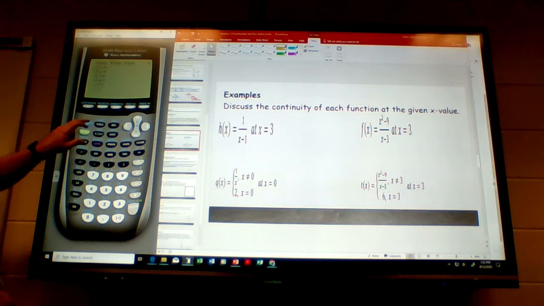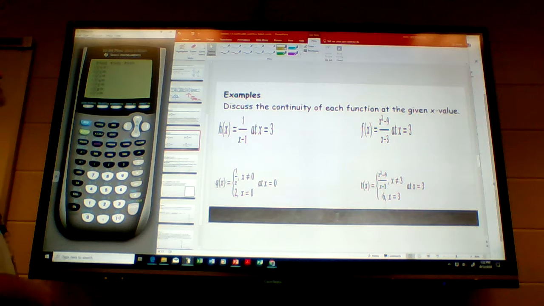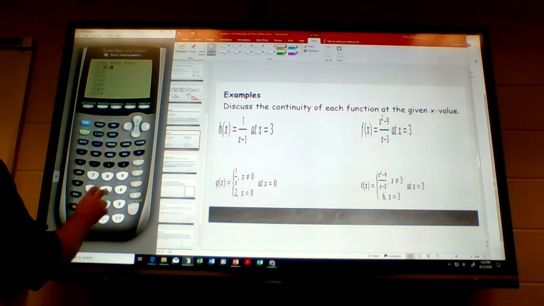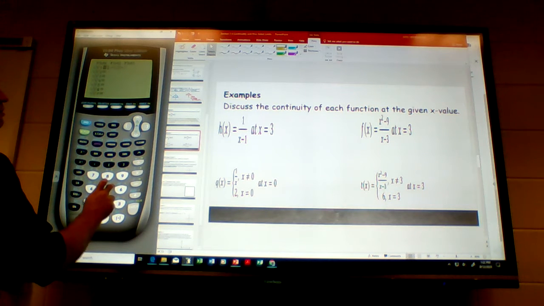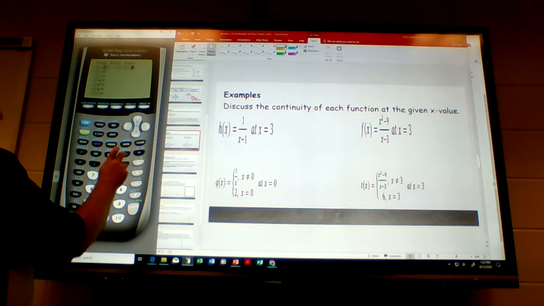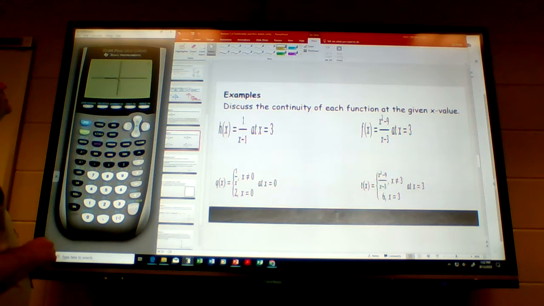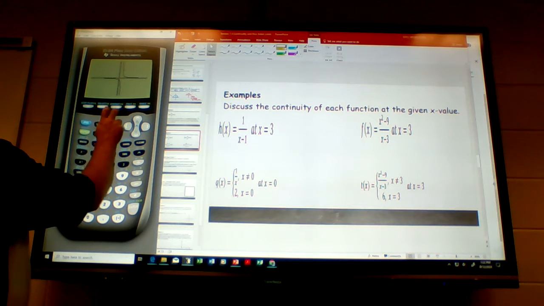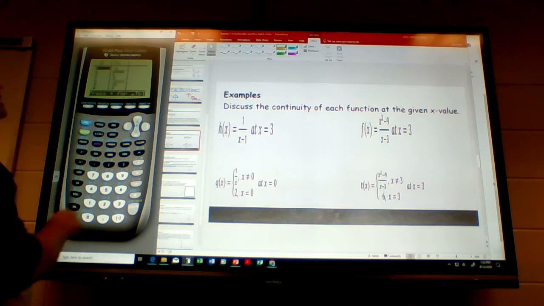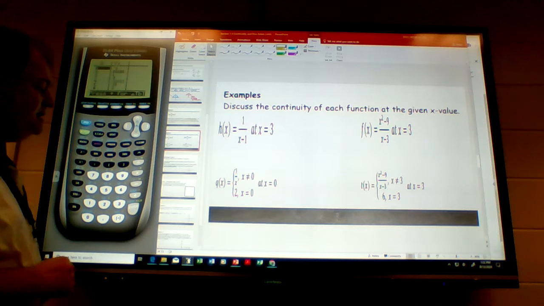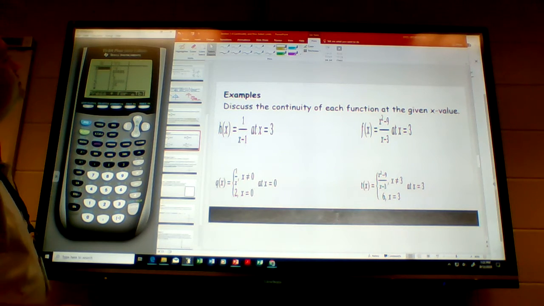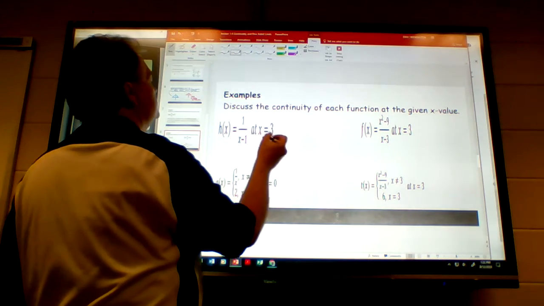So we'll go ahead and we'll set up, actually I had them set up. For some reason they got erased, so let's go ahead and do that. Let's type it in. 1 divided by, in this case, x minus 1, and I graph it. Okay. So the question is, is it continuous when x equals 3? Let's look at the table. If you look at the table, it has a value, so yes, it is continuous. At that value, it is continuous, so yes.